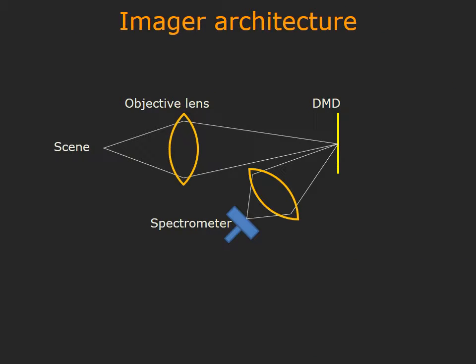Our imager consists of an objective lens which images the scene onto a digital micromirror device. The DMD enables spatial selection and multiplexing, which enables us to obtain pure measurements as well as multiplexed measurements of the scene. The light redirected from the DMD is fed into a spectrometer which measures the intensity of light across various wavelengths.